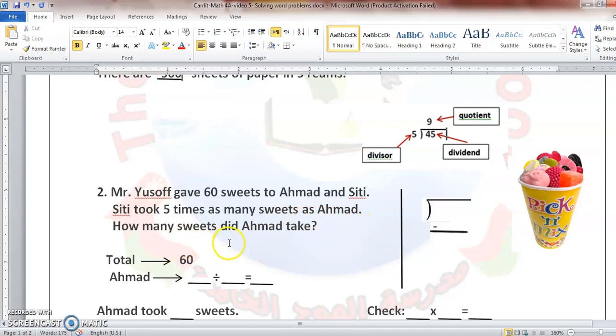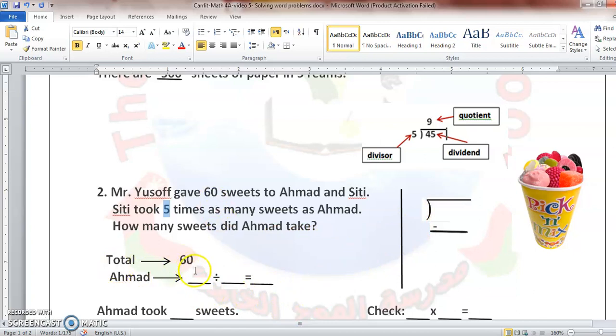So imagine in 60 sweets, Siti took 5 parts and Ahmed took 1 part of it. 1 part of 60 goes to Ahmed and 5 parts go to Siti. The question is, how many sweets did Ahmed take? Okay, so let's answer here.